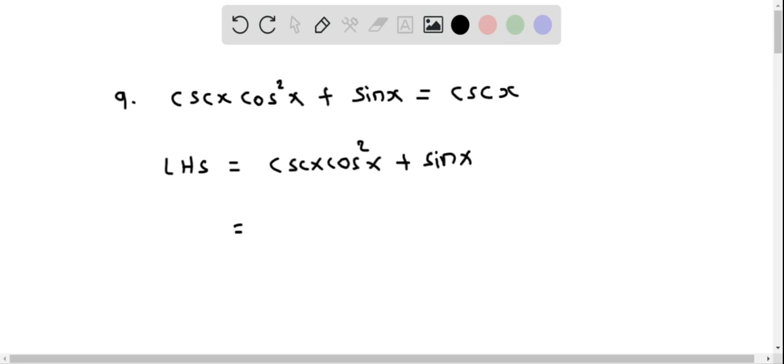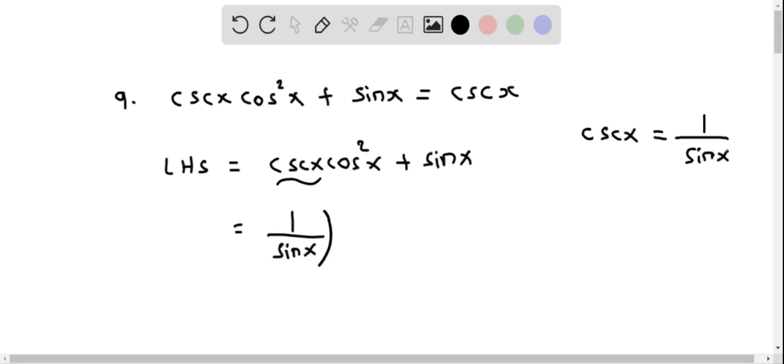So first, I'm going to rewrite this cosecant x using the reciprocal identity. That is, one of the reciprocal identities is cosecant x equals 1 over sin x. So I'm using this reciprocal identity to replace cosecant x as 1 over sin x. So therefore this becomes 1 over sin x times cos squared x plus we have sin x.